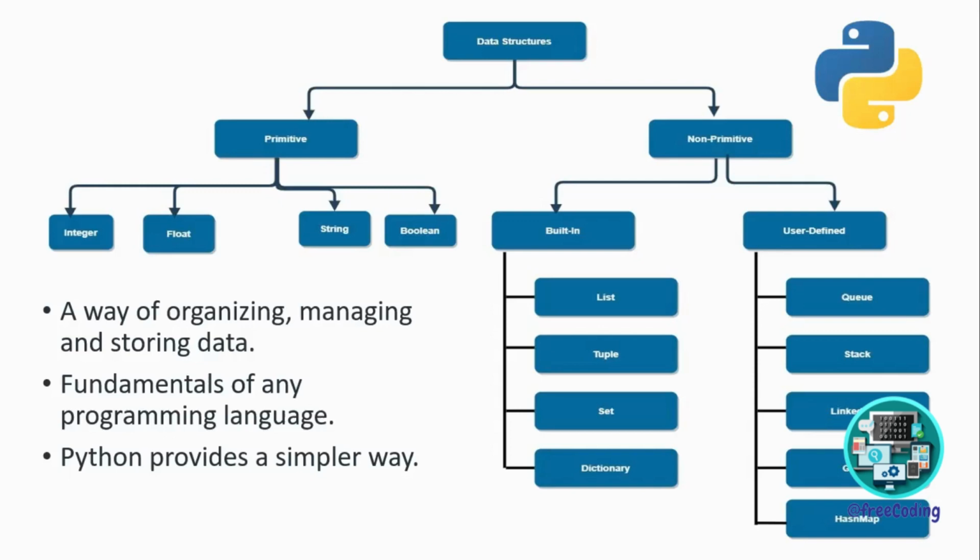Now for this session, we're going to stick with the non-primitive built-in data types, which is nothing but list, tuple, set, and dictionary. So let's go in detail about what list, tuple, set, and dictionary are.